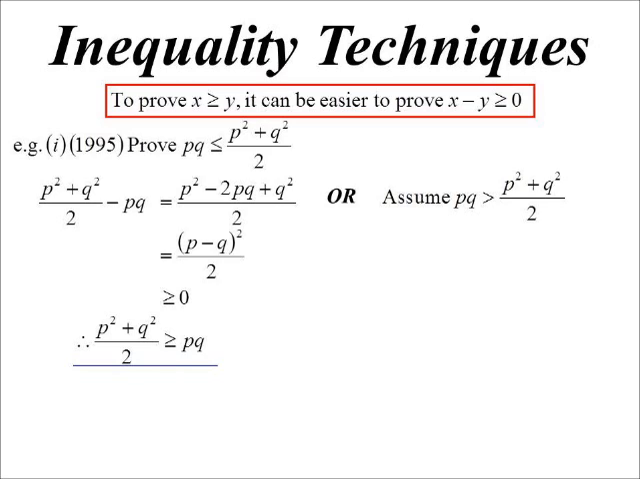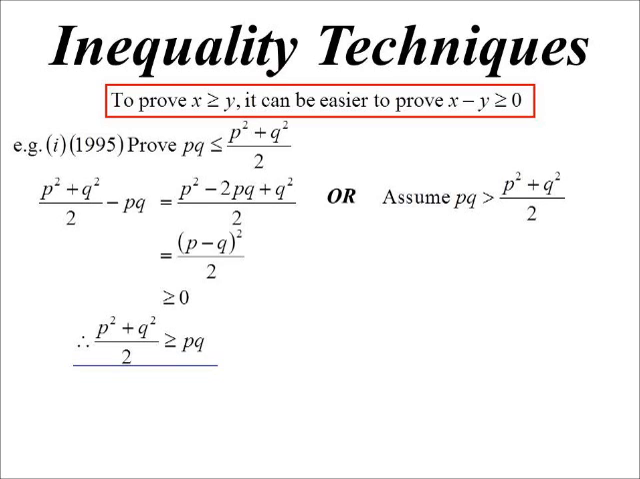Another way I could have done this problem. I could have assumed the opposite. This is a proof by contradiction. Probably not a normal way of doing it, but just to show you how it would work. So I'll assume the opposite true. I'm going to assume PQ is greater than P squared plus Q squared on 2. Now, because I've made this assumption, I'm assuming this to be true. So therefore, I can play around with it.